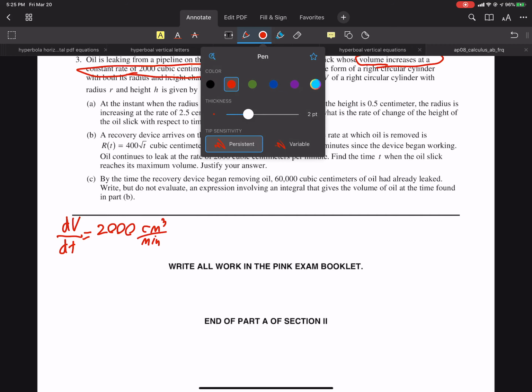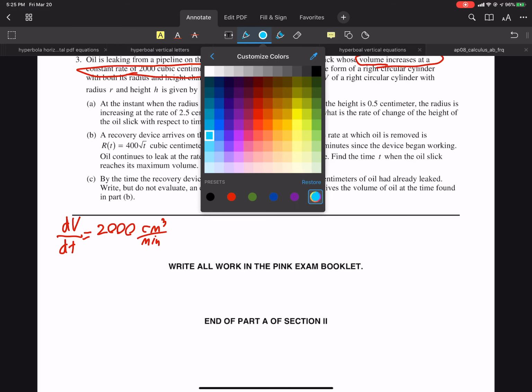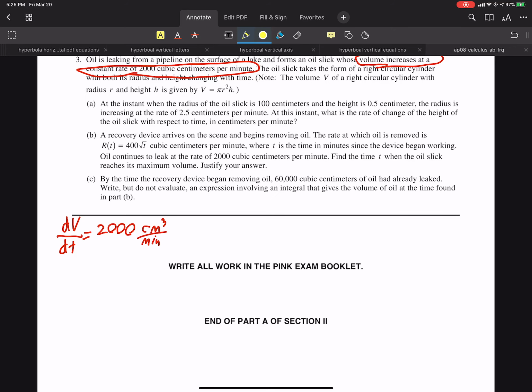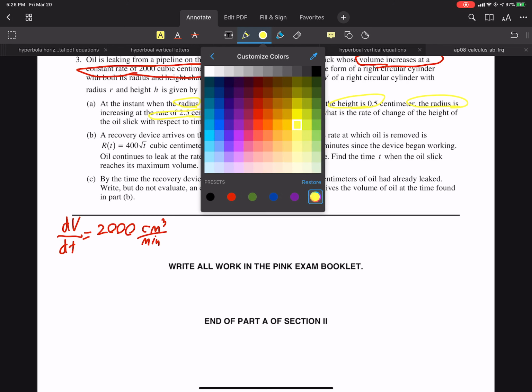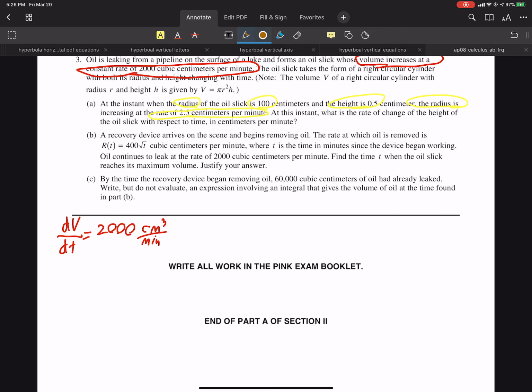Now we read, let's go to a beautiful, what color should we do? How about yellow? So when the radius is 100 and the height is 5, the radius is increasing at the rate, again, whoa, that's ugly, rate of 2.5 centimeters per minute. So when R, I'll write this, ooh, that's hard to read. Me no likey. Let's go brighter. Let's go to this orangish color. Ooh, that's ugly. Brownish orange.